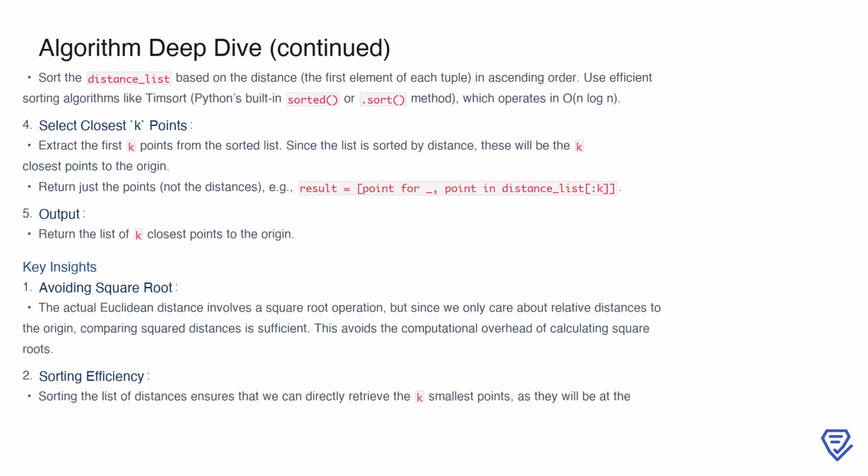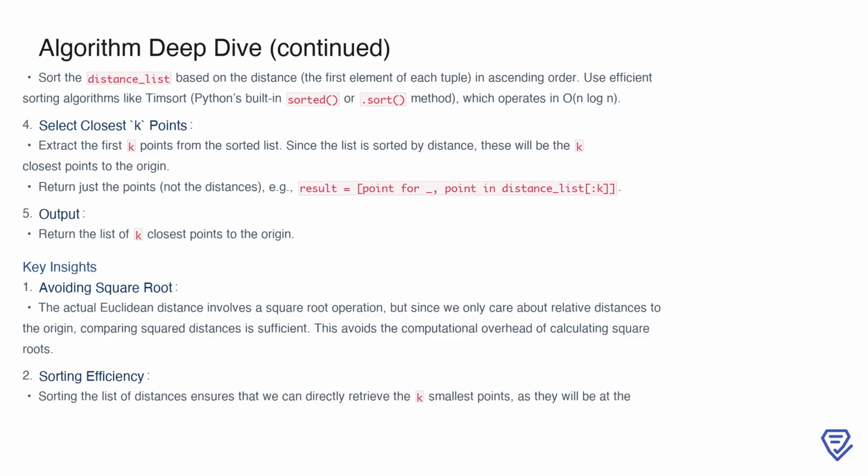Once we have the list of distances paired with their respective points, the next step is to sort this list in ascending order based on the distances. Sorting ensures that the closest points appear at the beginning of the list. Python's built-in sorting algorithms, such as timsort, provide an efficient way to handle this, operating in O(n log n) time.